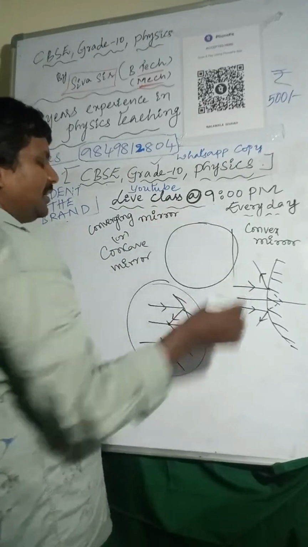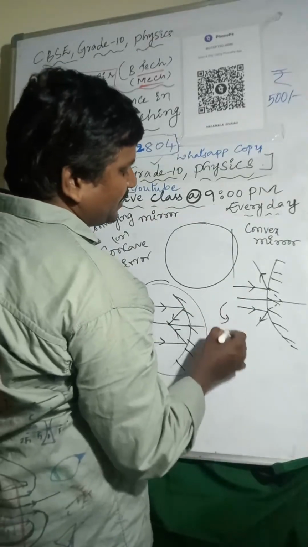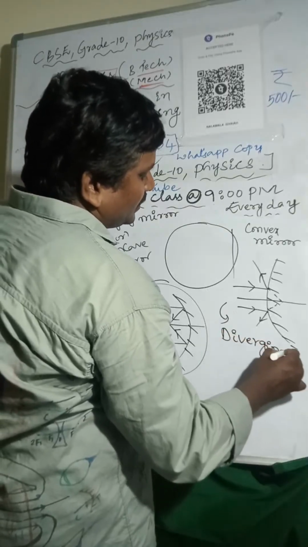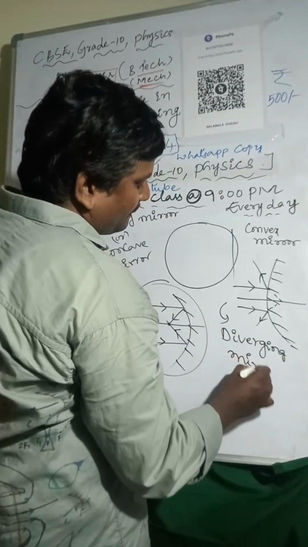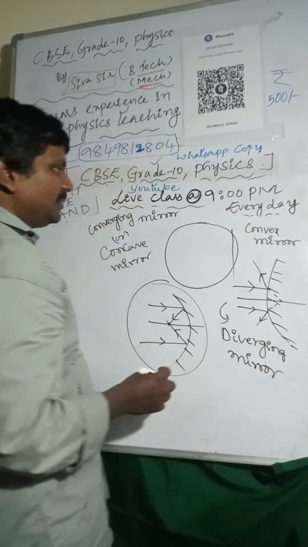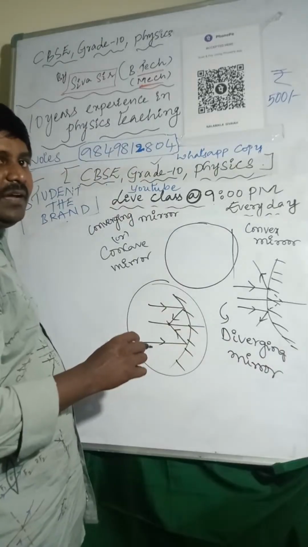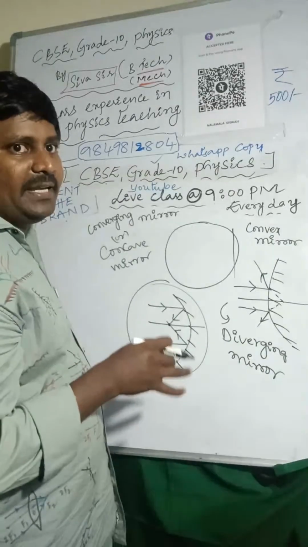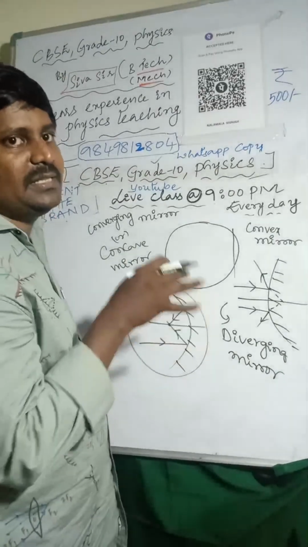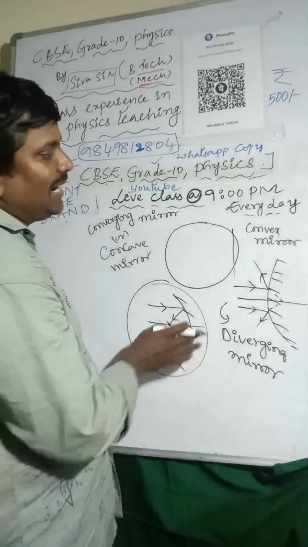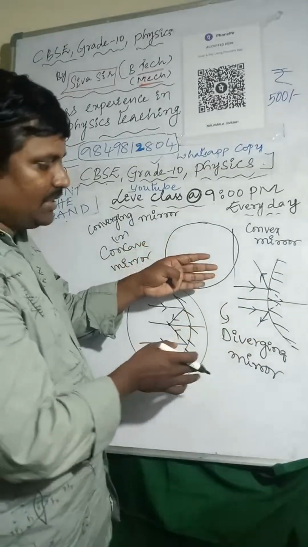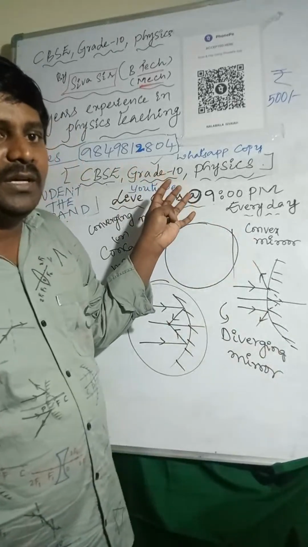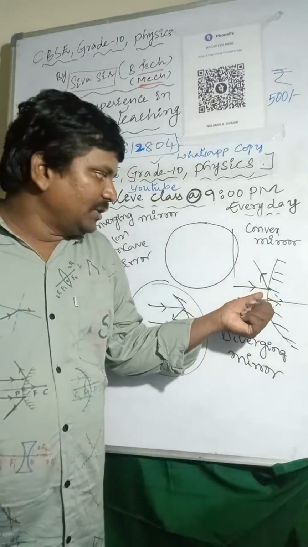Convex mirror is also known as diverging mirror. So why are we taking convex mirror as a diverging mirror? Because whenever the light ray is incident on it, after reflection, those light rays are moving away from the principal axis.